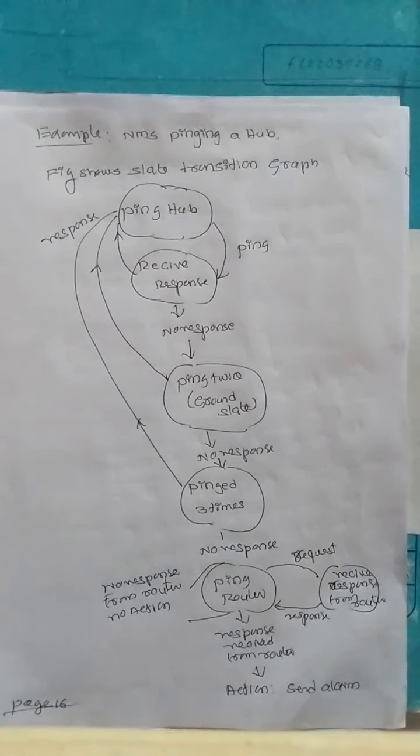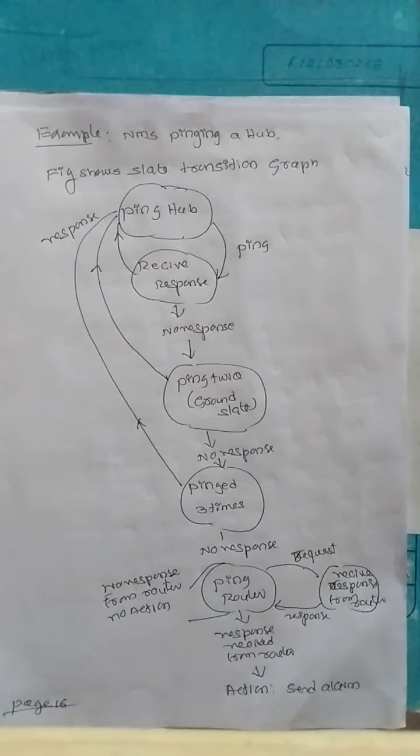Looking at the figure, it is very clear and gives the idea of how it works. However, if there is no response from the second ping, the NMS pings a third time. The state transition is now pinged three times. A response for this ping causes a transition to the ping hub state.